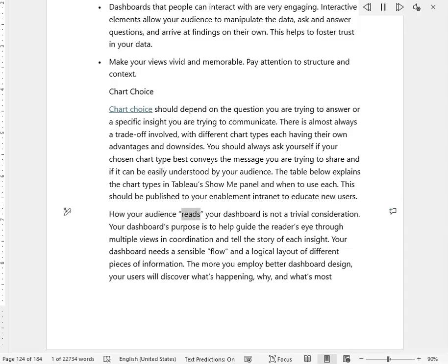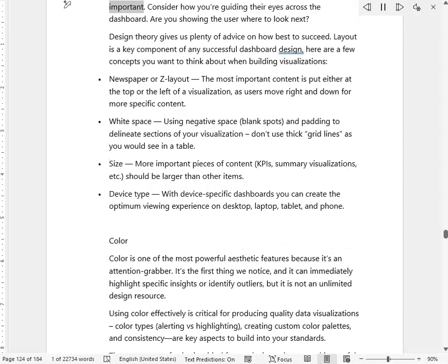How your audience reads your dashboard is not a trivial consideration. Your dashboard's purpose is to help guide the reader's eye through multiple views in coordination and tell the story of each insight. Your dashboard needs a sensible flow and a logical layout of different pieces of information. The more you employ better dashboard design, your users will discover what's happening, why, and what's most important.